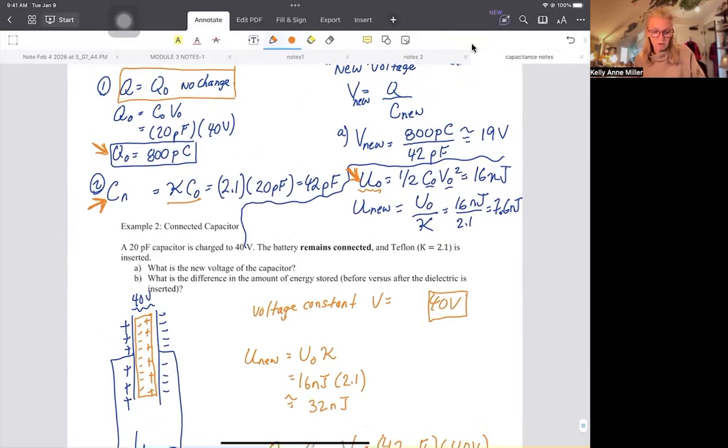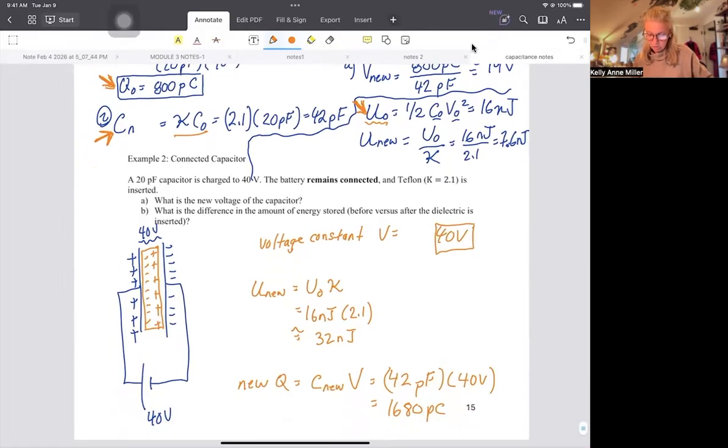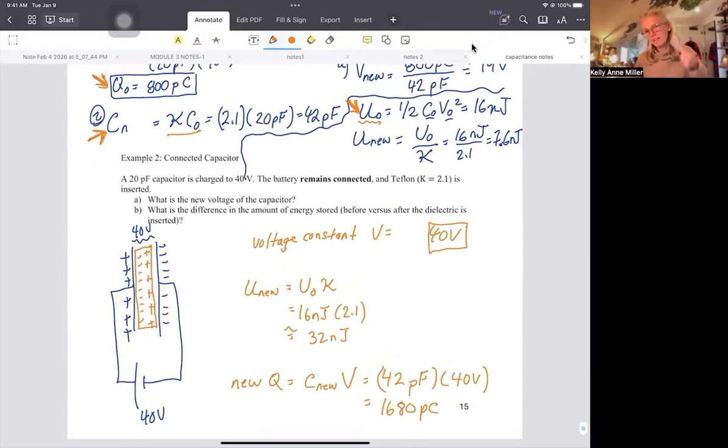Which should make sense because it's about double, right? If you look at the original charge on the plates, it was 800 picocoulombs. So this should make sense because the capacitance is going up by a factor of about 2, since you've got a kappa of 2.1.